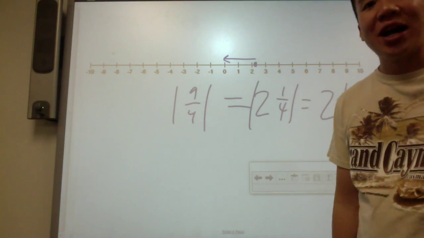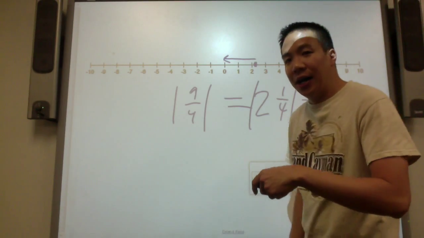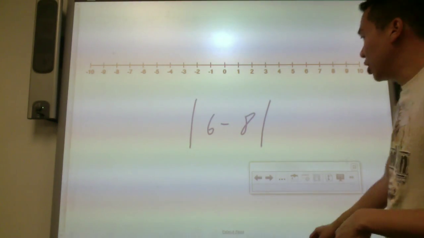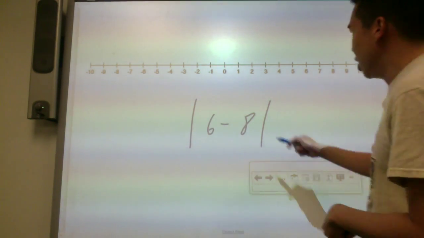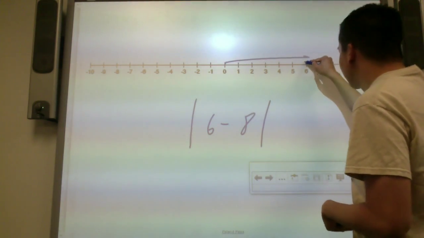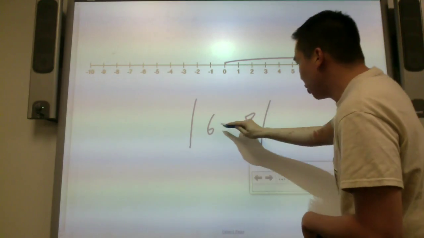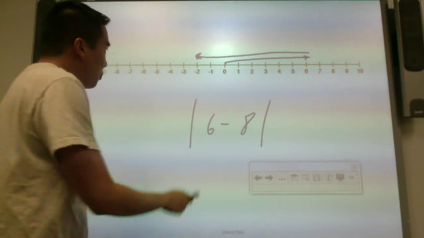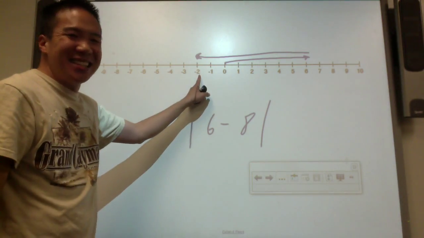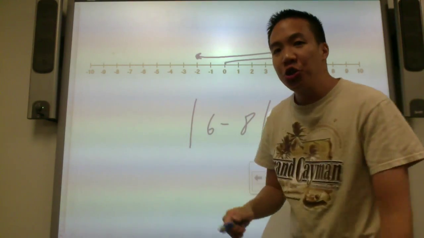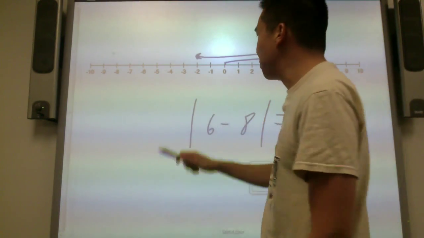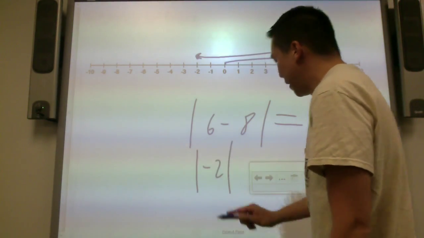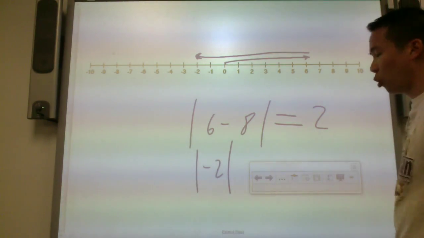We have not learned how to subtract with negative numbers, but we can use our number line to help us with this one. In this question, 6, you take away 8. So we start at 0. You go to 6, and then you go back 8. So where are we now? We are at negative 2. What is the distance of this from 0? How many units is that from 0? How far is it from 0? 2 units. So 6 minus 8 is absolute value of negative 2, or 2.